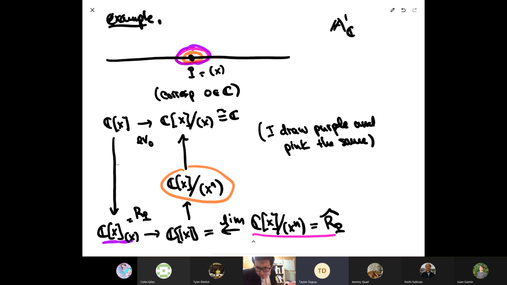Will you guys say something? I'm processing. I'm trying to understand. I mean, I have a bit of a question. What do you mean? What does this limit mean here? This is the literal limit.